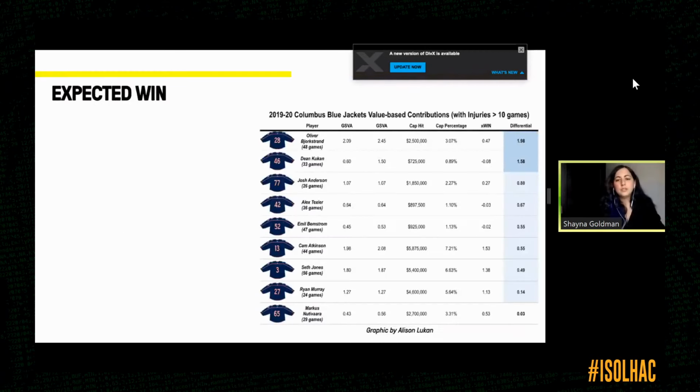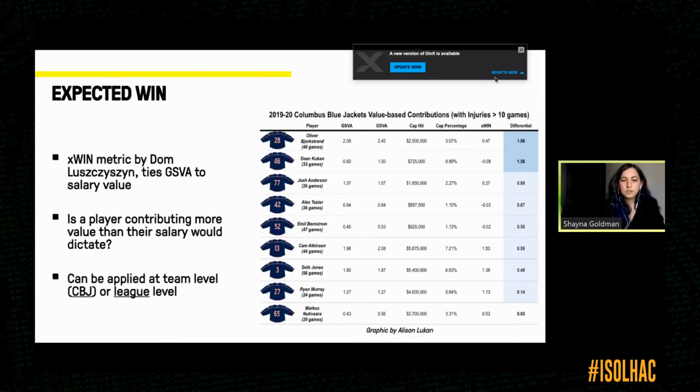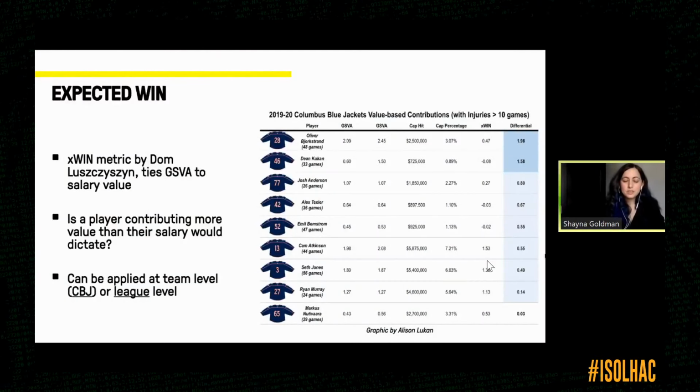So one way we can do this is with Dom Luszczyszyn's stat, expected wins. It ties game score value added to salary value, and it gives you the answer of whether a player is contributing more value than their salary would dictate. So you can do this on a player team level, like Alison Lukan did for The Athletic for the Columbus Blue Jackets, or on a league level, which Dom did for The Athletic, to look at the best and worst contracts in the league.